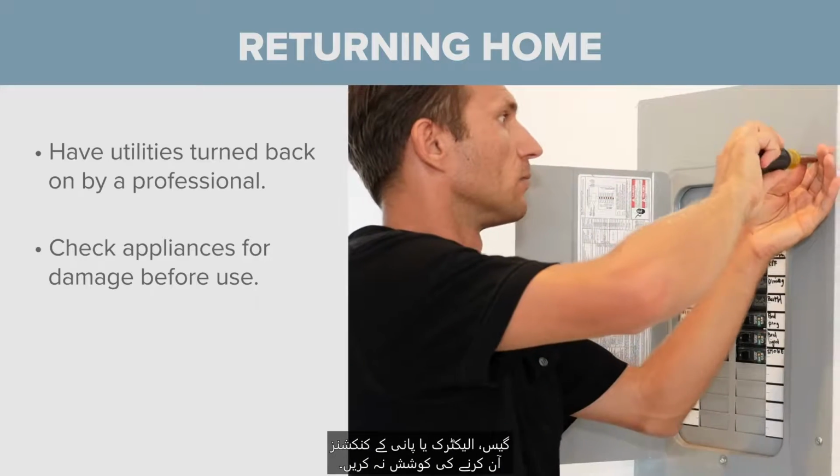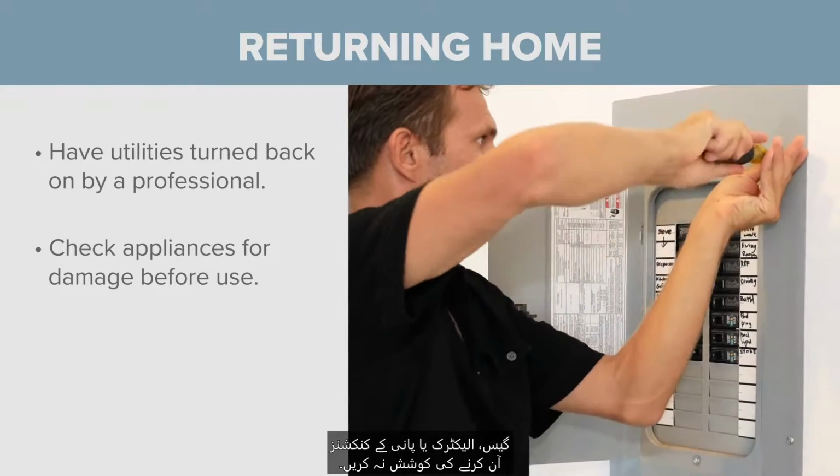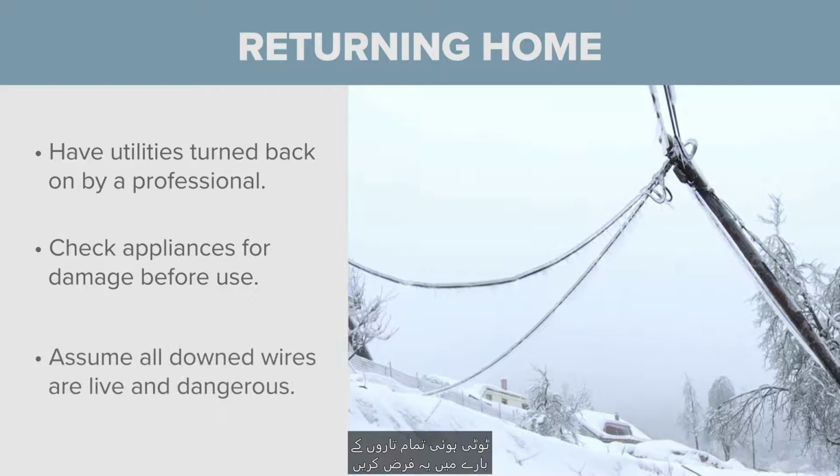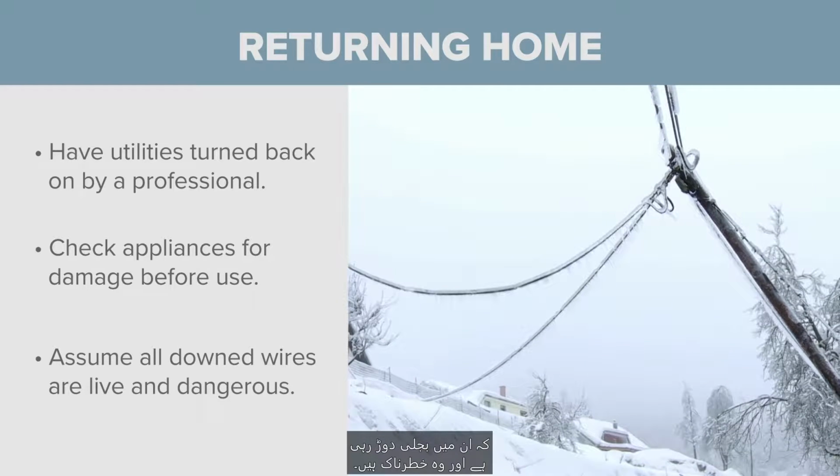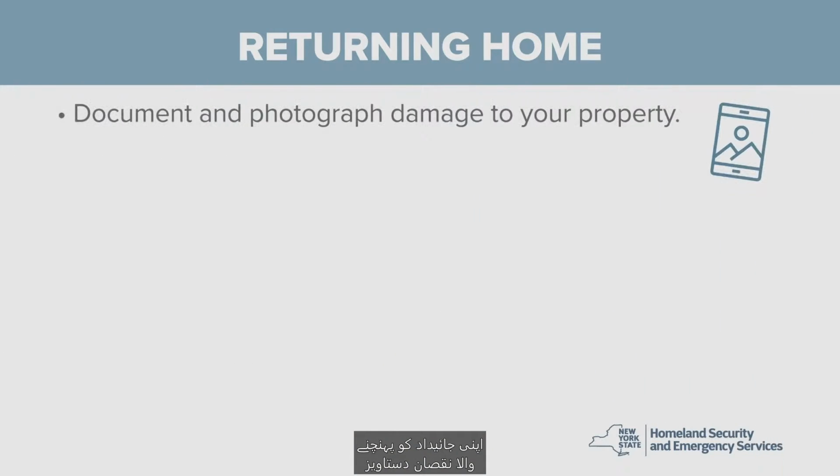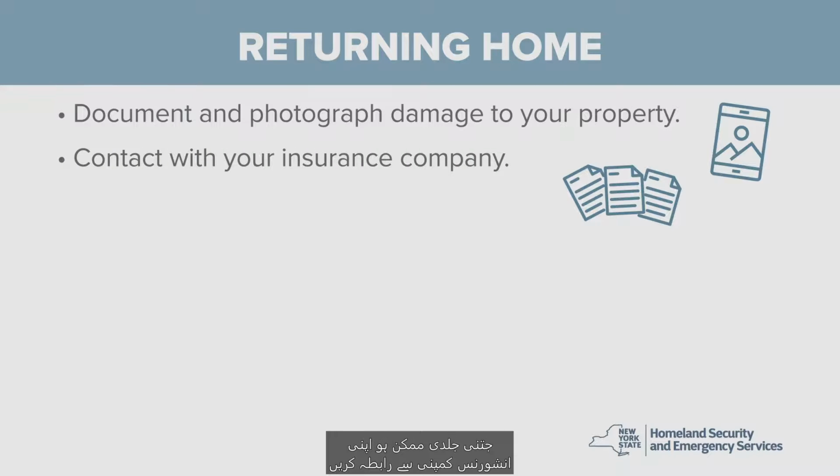Do not attempt to turn on any gas, electric, or water connections. Assume all downed wires are live and dangerous. Document and photograph damage to your property. Contact your insurance company as soon as possible. There may be a wait list for inspection of damages and repair estimates.